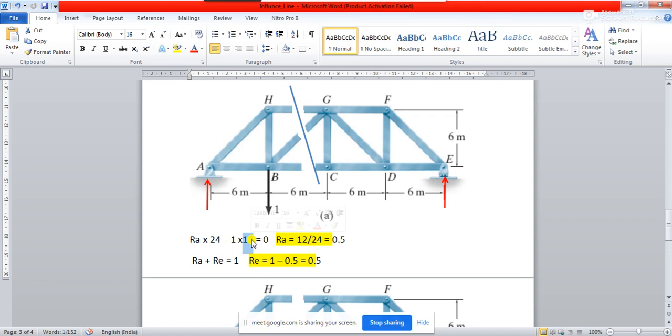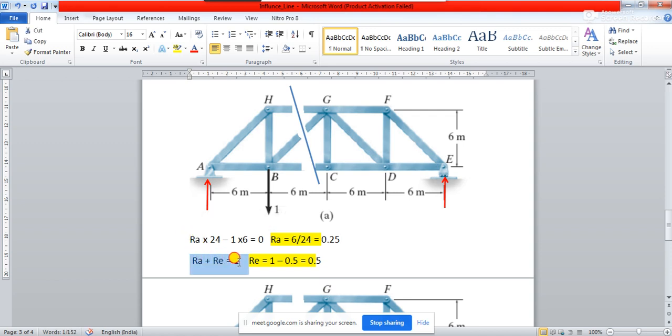So instead of 1 we will be multiplying it with 6, and your RA is going to be equal to 6 divided by 24. So what will be the value here? It will be 0.25. Correct? 6 by 24 means 1 by 4. 1 by 4 means 0.25.